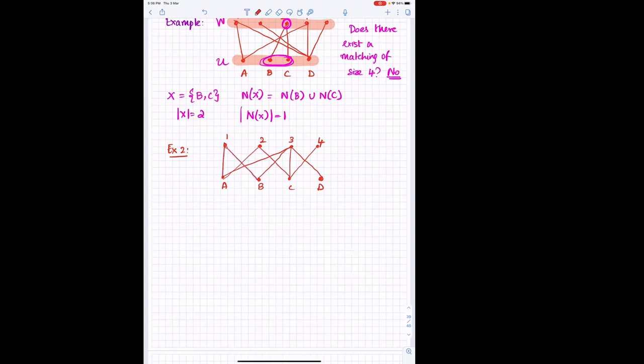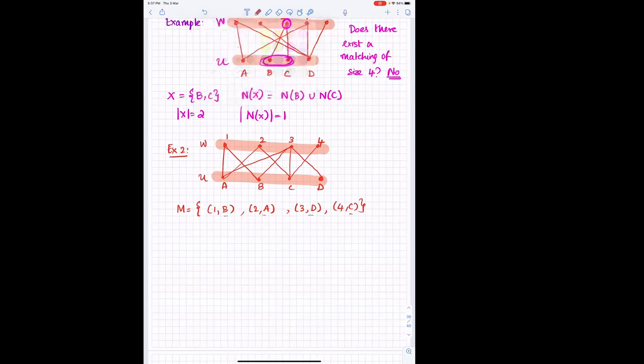So does this graph have a matching of size 4? Yes, ma'am. So can you say the matching? 1B, 2A, 3D, and 4C. Does everybody get that this is a matching and it saturates A, B, C, and D? So this is your U. Is this clear?